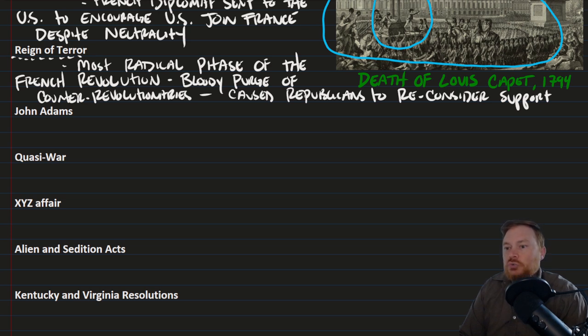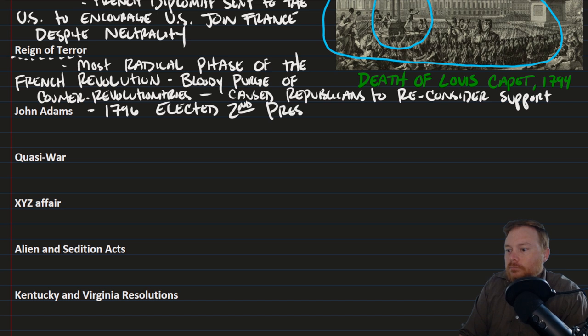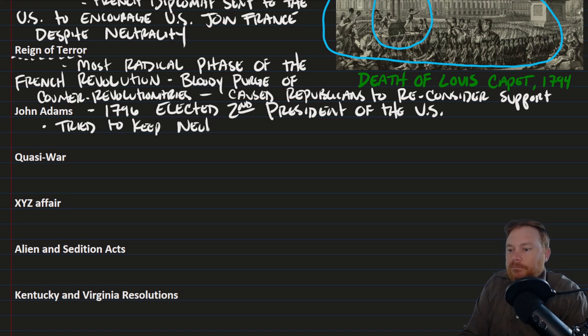Now, in the meantime, George Washington served 8 years and decided to step down. In 1796, John Adams was elected second president of the US. And like Washington, John Adams tried to keep neutrality. And as we will see, as far as the French Revolution is concerned, Washington, compared to his peers, seemed to do the best job of keeping the United States out of the war. The presidents who succeed him, John Adams included, are going to have a much more difficult time really trying to prevent the United States from joining into this conflict.